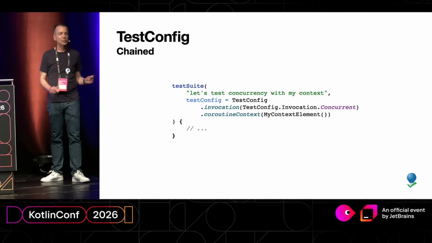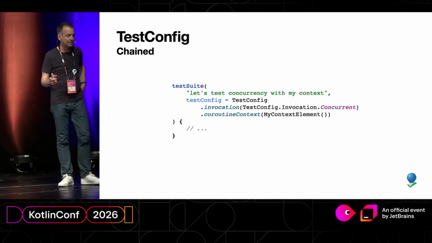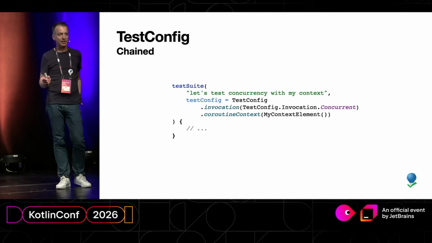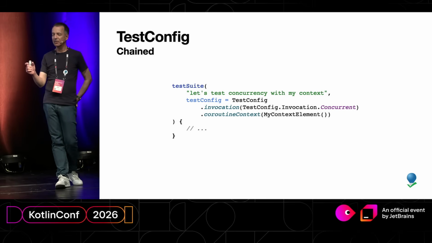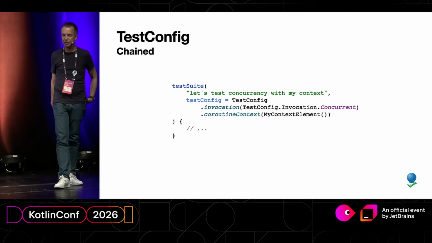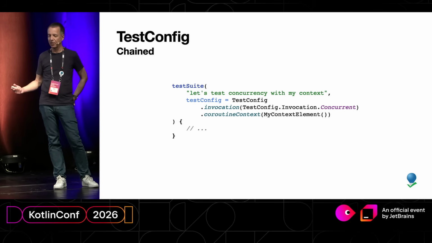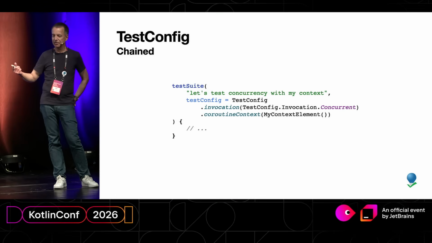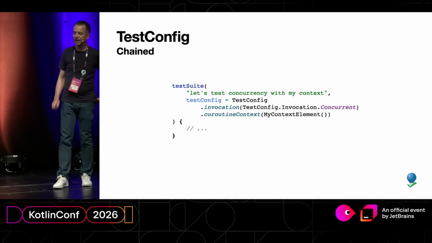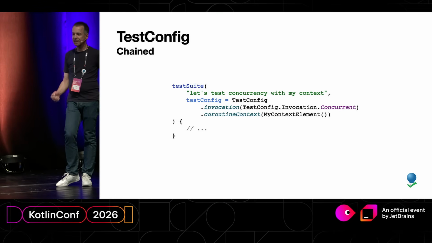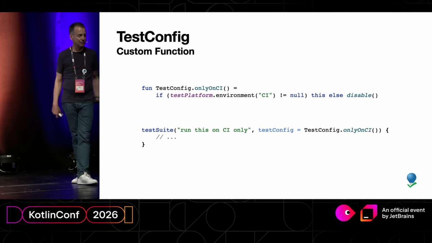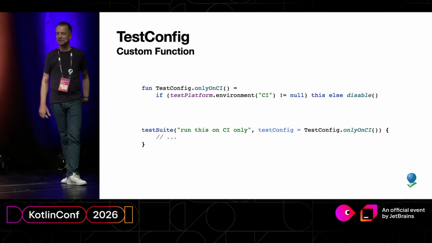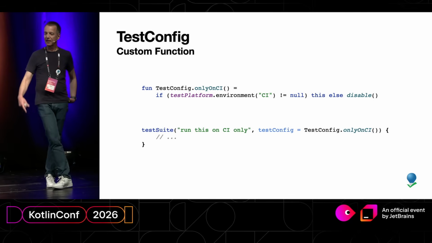And for those that are familiar with the compose modifier system, this is exactly the same thing. It's a decorated chain. We start with a neutral test config object and then call functions on that object to enrich the configuration. And this is actually very flexible. And we can also extend it. We can write our own custom functions extending that test config class, like this one.